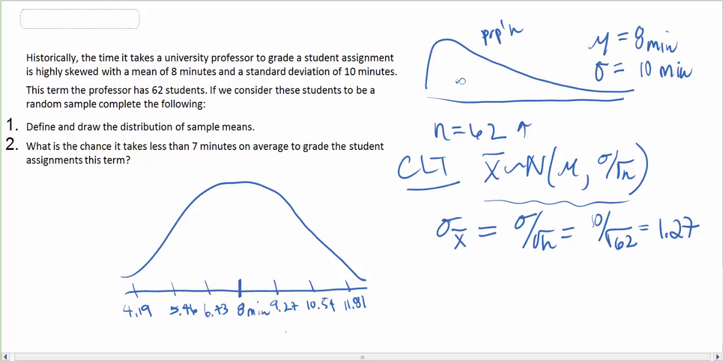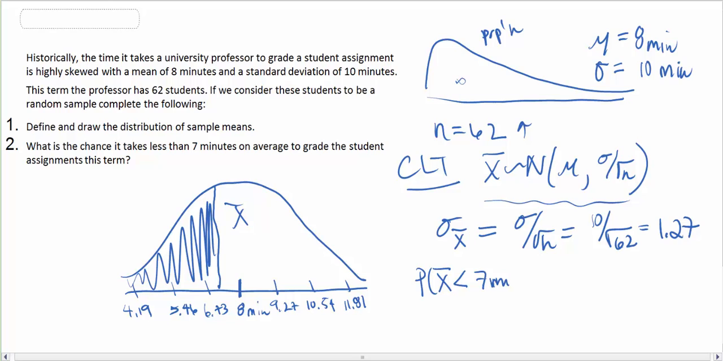So now that we've drawn the distribution of x bar, we can then answer the last problem, which is: what is the chance it takes less than 7 minutes on average to grade the student assignments this term? So what that means is, what's the likelihood that the sample average will be less than 7? So we're looking at this region. We want to write this in notation. This would be the probability that x bar is less than 7 minutes.